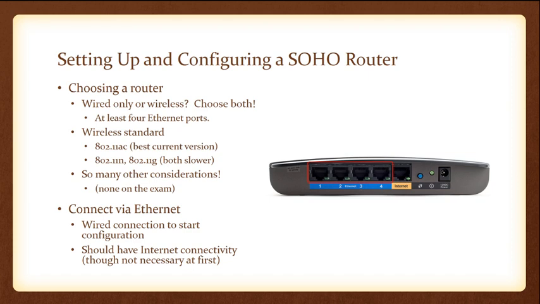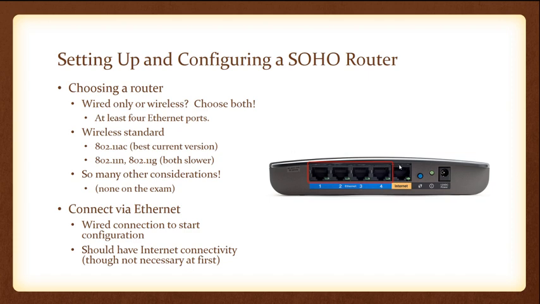Some other ones that are out there are 802.11n, 802.11g. There's some other letters as well you could possibly get, but again, you want the best one that's currently available, which is AC. Now, there's other considerations that you should always look at when you're choosing a router, but none of them are on the exam. The only things you need to know for exam purposes is whether it's wired or wireless, 4 Ethernet ports, and 802.11ac is the best current wireless standard.